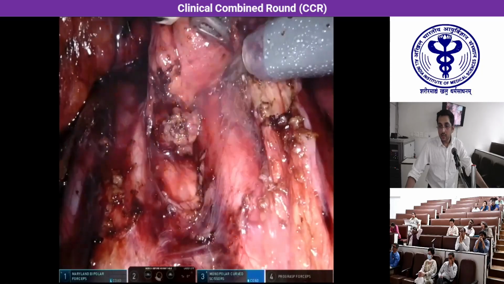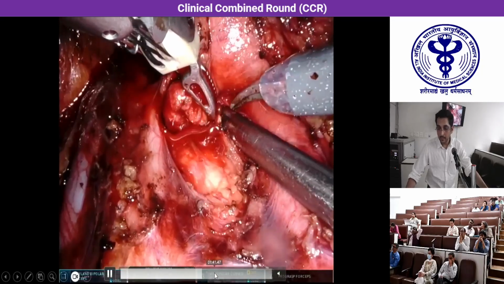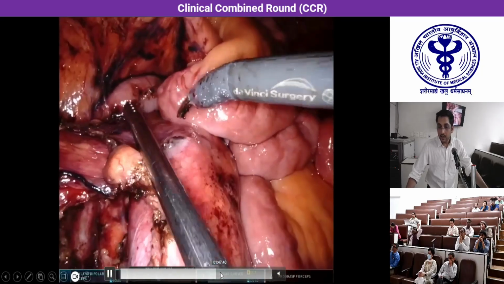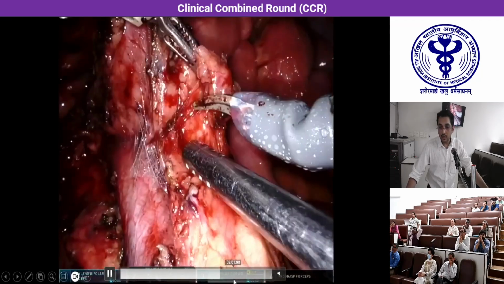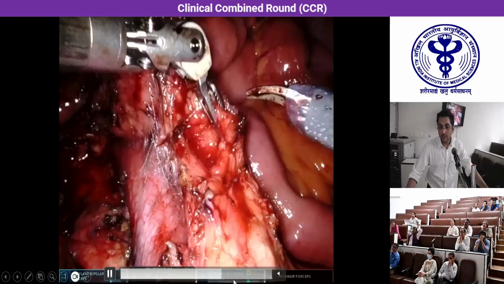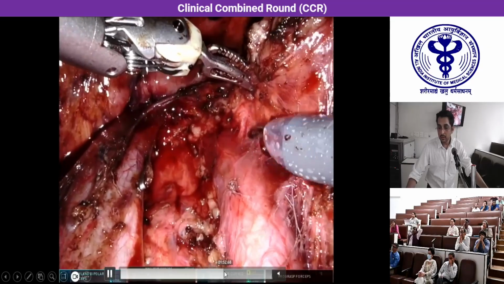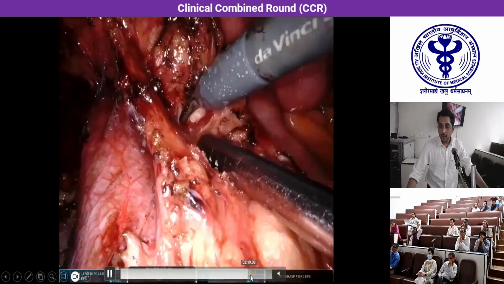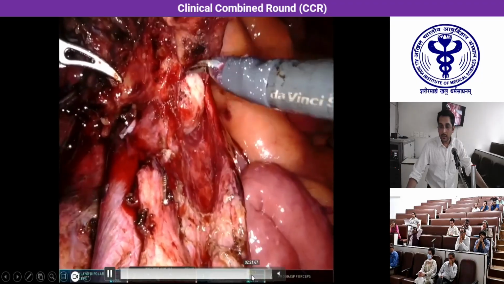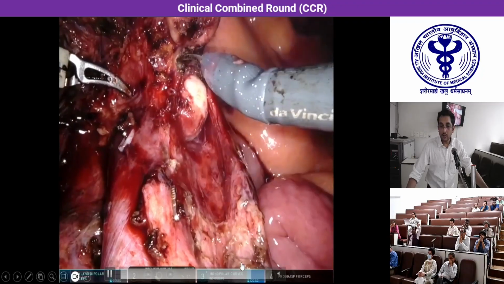And this is the surface of the aorta. This is the inferior mesenteric artery that we're removing the lymphatic tissue from around. And that marks the para-aortic lymph node.